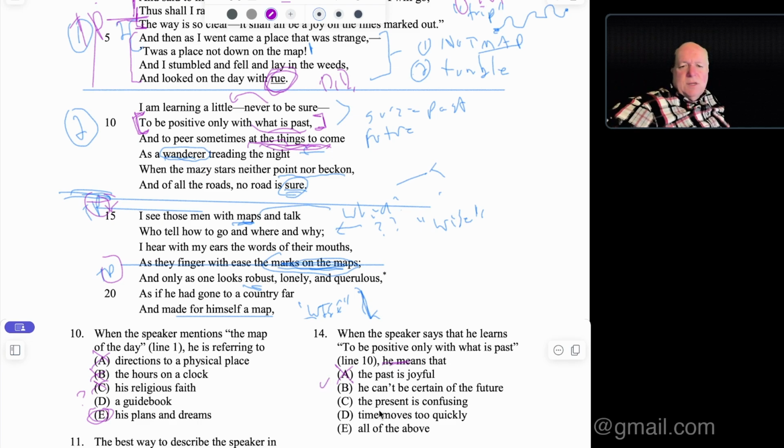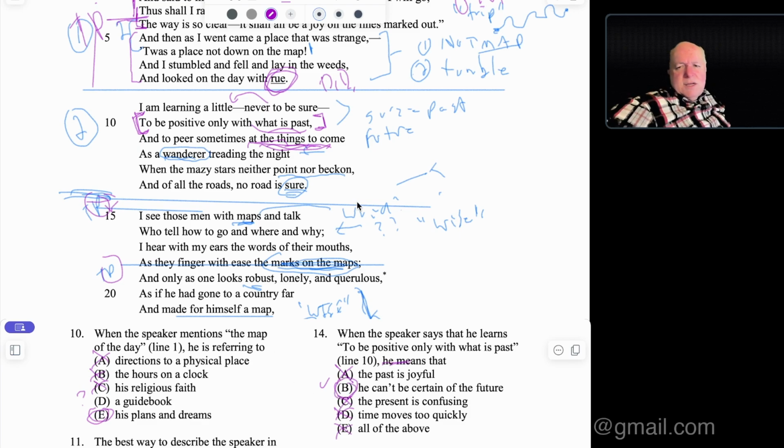The present is confusing. Again, I think he might think the present's confusing because he hit the bump on the road. But that's not what he means here. He's defining it. He's saying never to be sure of the future. So that is not about the present. So C is not the answer. Time moves too quickly. I suppose we could go deep on this and say that's where the author's going, but it seems too esoteric. It doesn't really match anything that's going on here. And then all the above, at this point, we ruled out the others, so it can't be all the above.